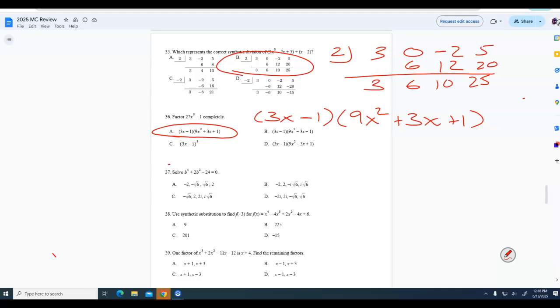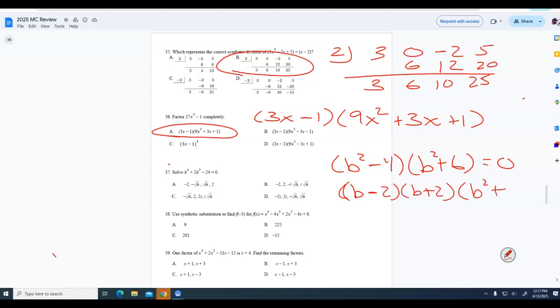For number 37 with the b to the fourth, we're going to factor that regularly. B squared minus 4, b squared plus 6. Now, the b squared minus 4 can be factored more. The b squared minus 4 is b minus 2, b plus 2, b squared plus 6. And now you set each of them equal to 0.